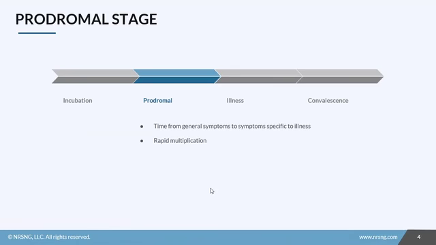Then you have something called the prodromal stage. This is your second stage. This is from the time the general symptoms show up to the symptoms that are specific to this illness. So let's go back to strep. They have strep and you can have just a general feeling of malaise. In the incubation stage, you may have a low grade fever.